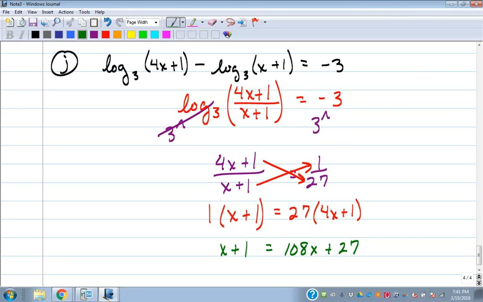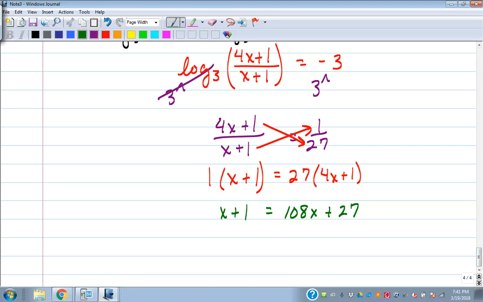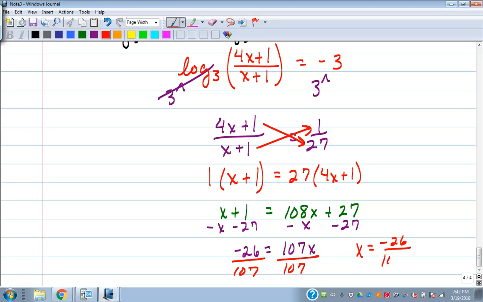Now that problem is not too difficult to solve, right? How do we do it? Get the x's on the same side. That's absolutely right. So I'm going to subtract x. I'm going to subtract 27. That's negative 26 equals positive 107x. Now what? Divide. Last step is divide by 107. So x equals negative 26 over 107.